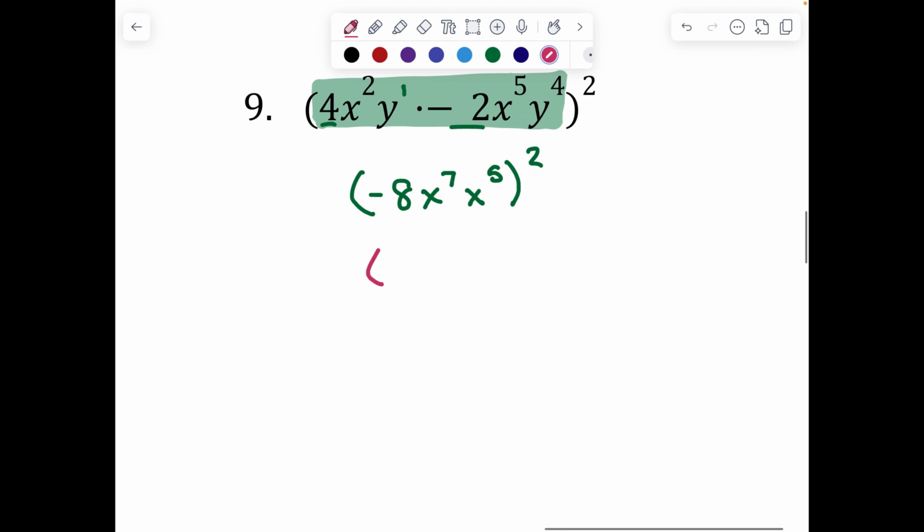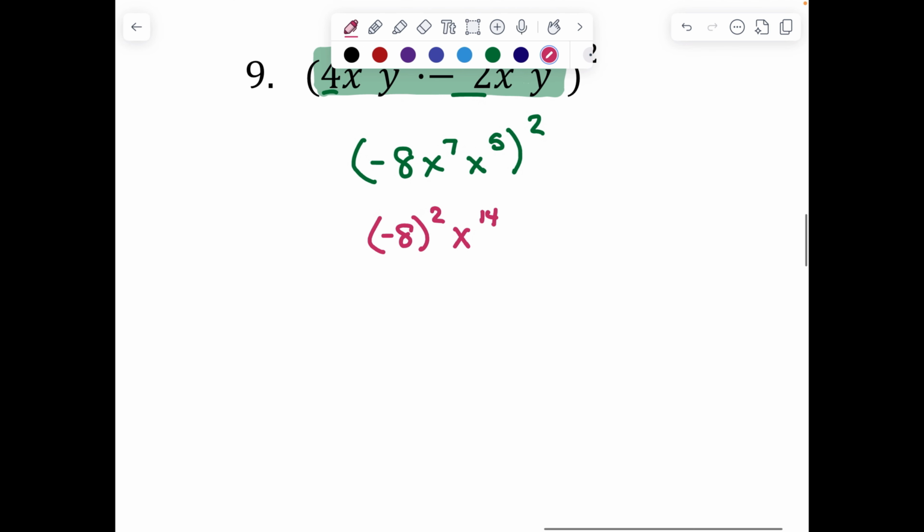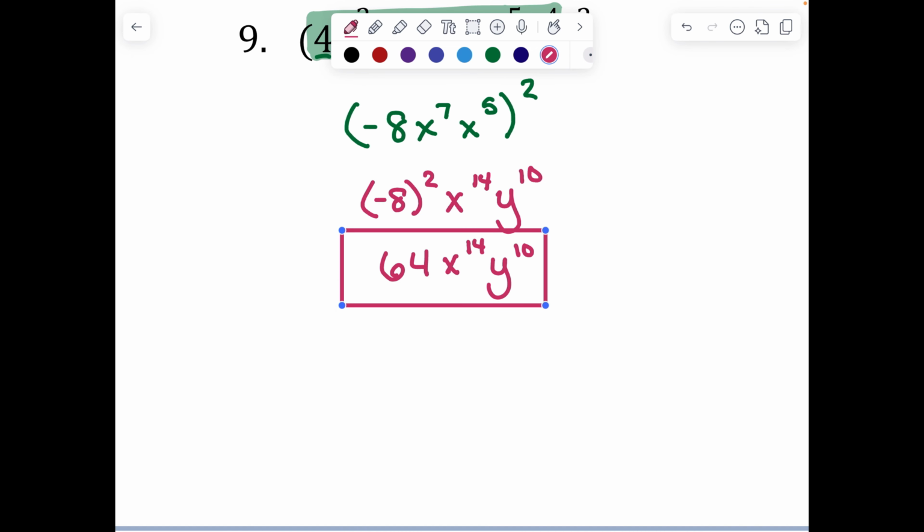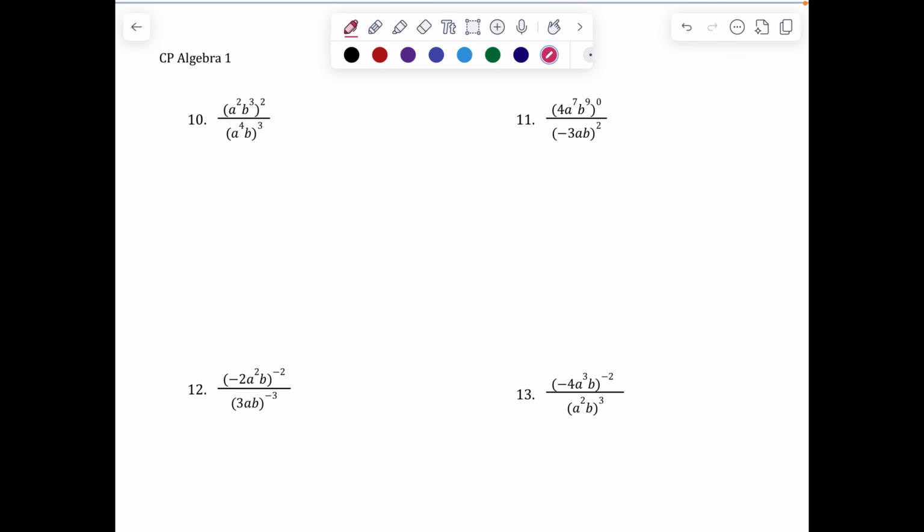And we are raising this all to the 2nd power. So we are saying -8 squared. 7 times 2 is 14. 5 times 2, so y to the 10th. -8 squared gives us 64. So we have 64 x to the 14th, y to the 10th. Final answer.